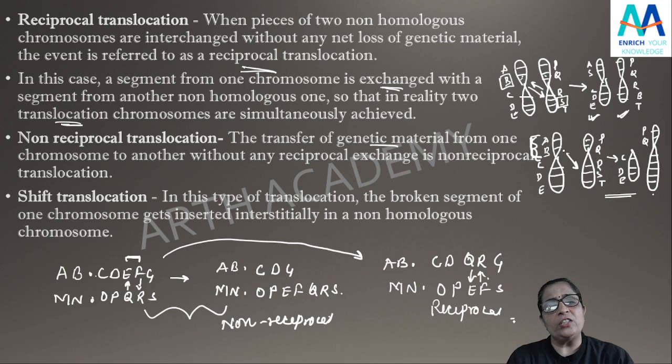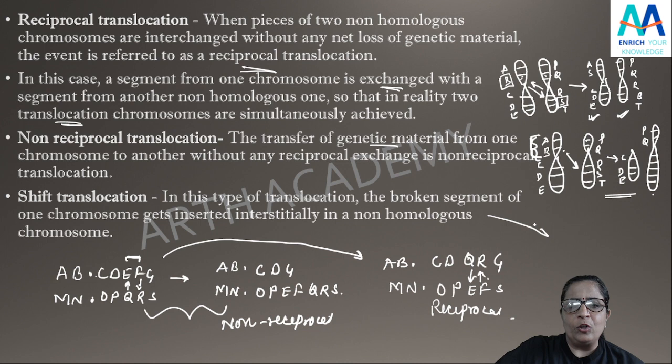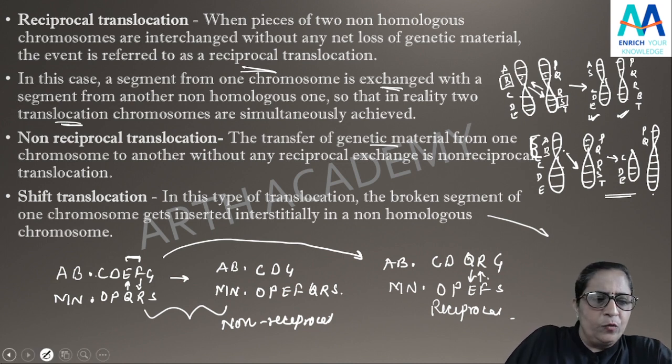One more is there, shift translocation बोलते हैं. यहाँ पर क्या होता है? It is not the different one, but the broken segment of one chromosome gets inserted interstitially in a non-homologous chromosome. समझ में आ रहा है? Like suppose if I talk about the shift chromosome, where can I explain? मैं यहाँ पर आपको explain करती हूँ with a different color. I think so. Just a minute.